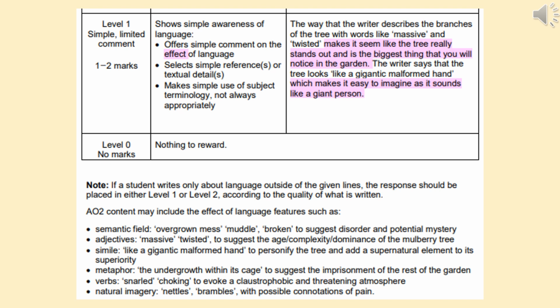This is a level 1 answer, which would be the bottom grade answer. Stop the video if you wish to read it more closely. Question 3.